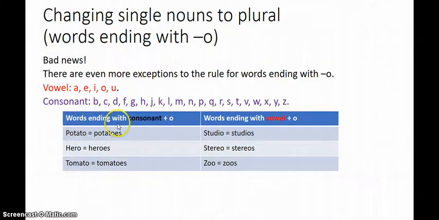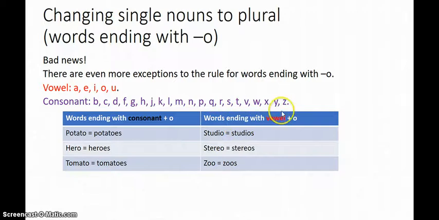So words that end with a consonant plus O, a consonant like T, as you can see, T here is one of the consonants. Word that ends with consonant plus O gets ES, potatoes. Again, consonant R plus O gets ES, heroes. Consonant plus O gets ES, tomatoes.